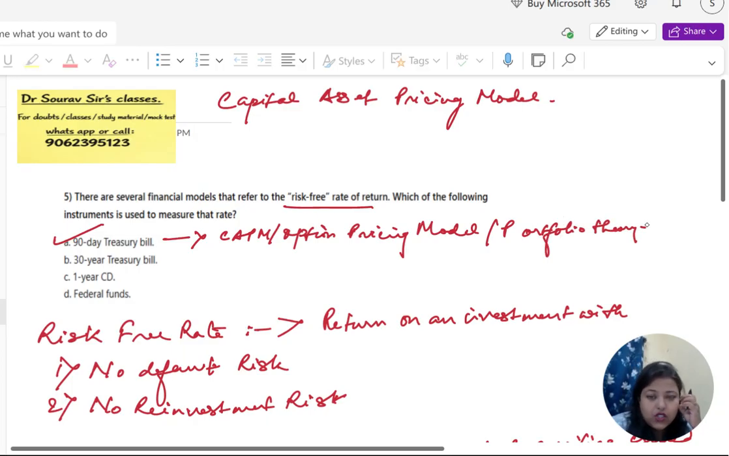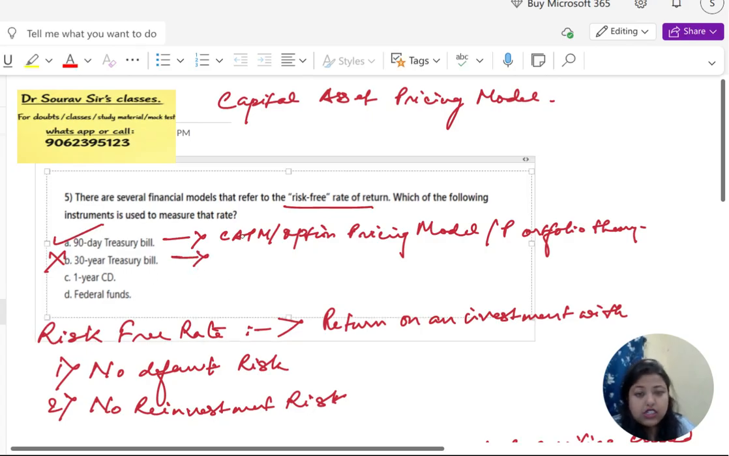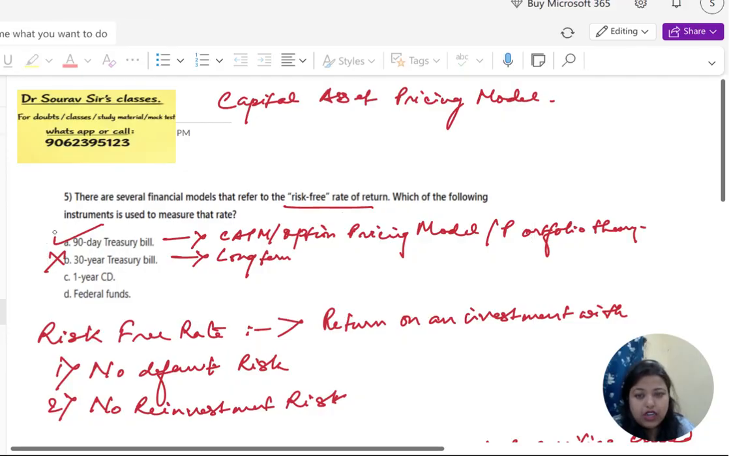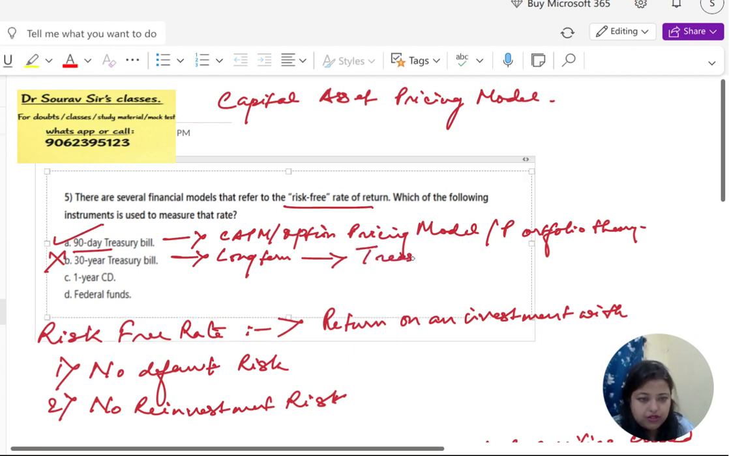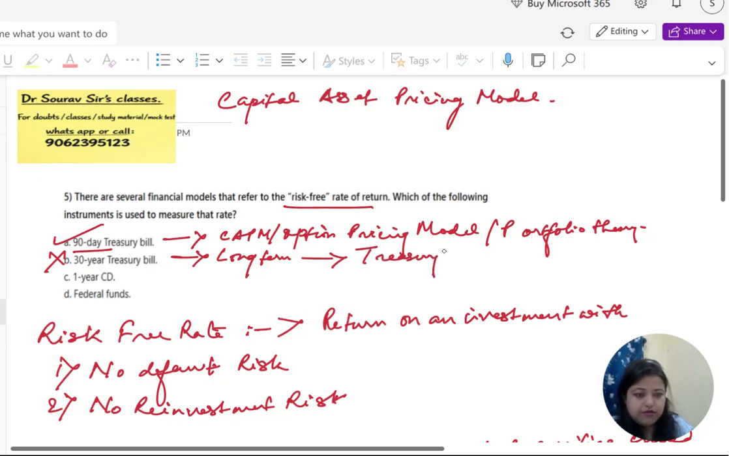Now, let's focus on the other options. 30-year treasury bill. No, this is wrong because there is no such thing as a 30-year T-bill. Long-term government debt is called treasury bonds. 30-year is long-term, so it's called a treasury bond. Clear?